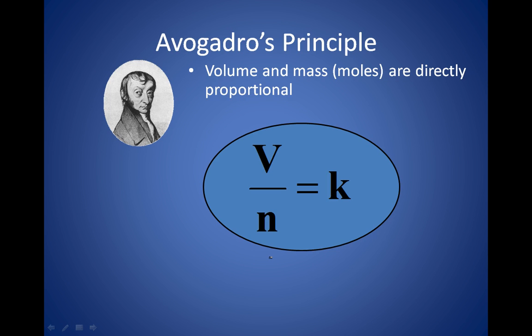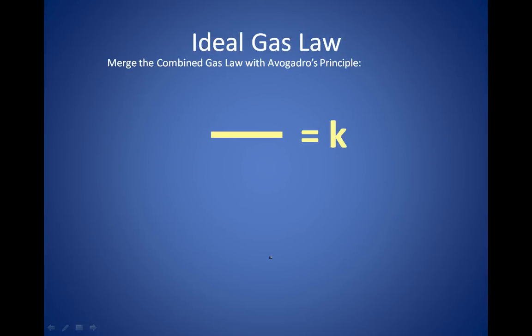And this kind of leads into Avogadro's principle. This looks like another gas law, but you don't need to memorize this one. The idea that Avogadro found was that the volume and mass, or moles, are going to be directly proportional. So we can use this in combination with what we already know about the other variables to come up with our ideal gas law equation.